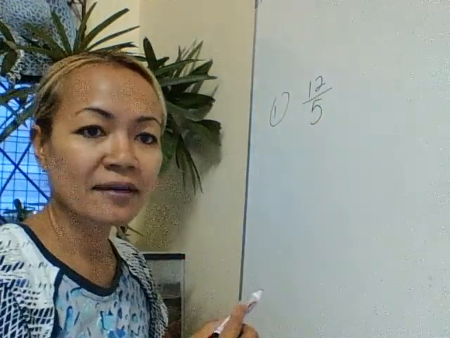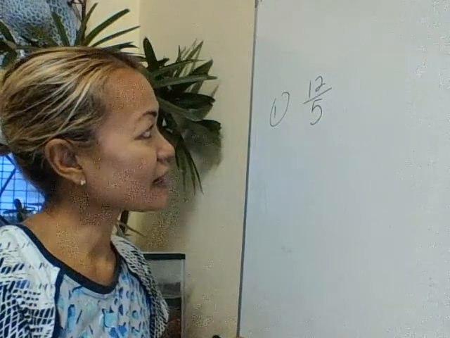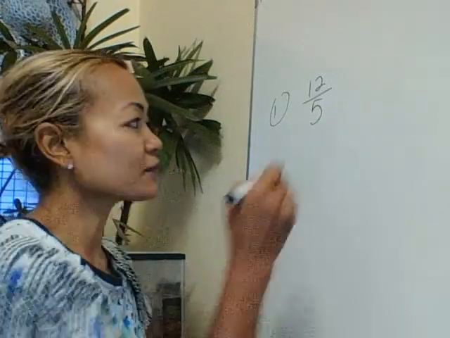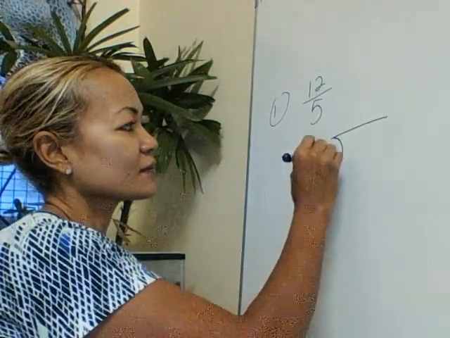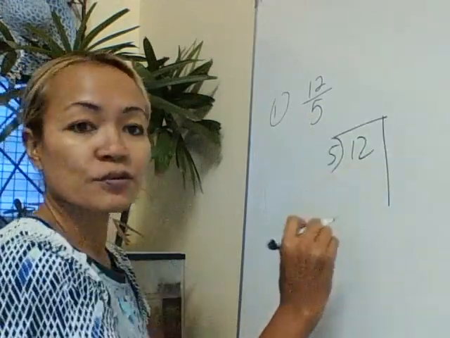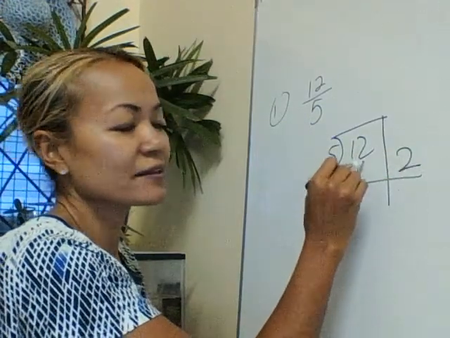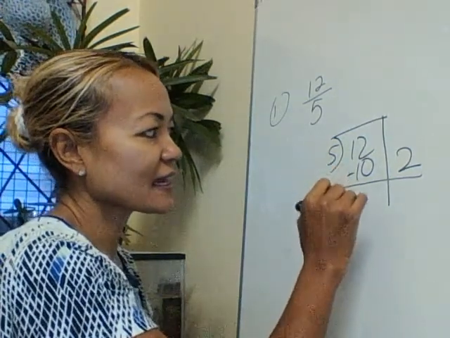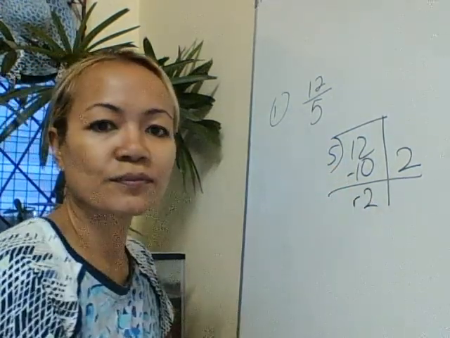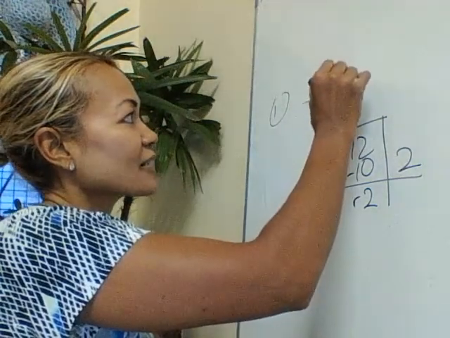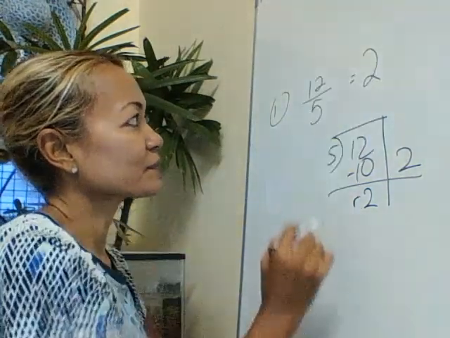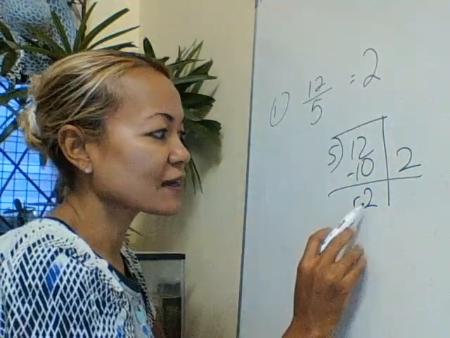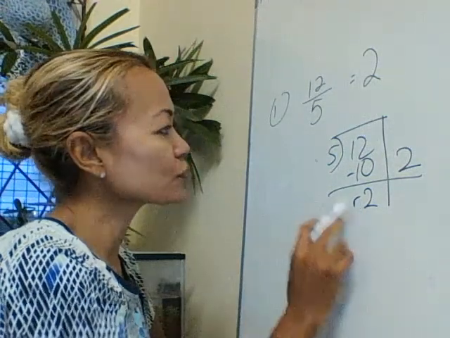So 12 divided by 5. 5 can go into 12 2 times to give 10. And then minus that, and your remainder is 2, right? So the answer will be 2. That takes care of the 10. Then what you have left is 2 over 5.